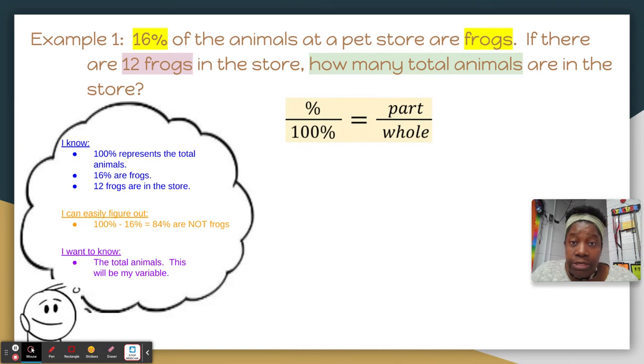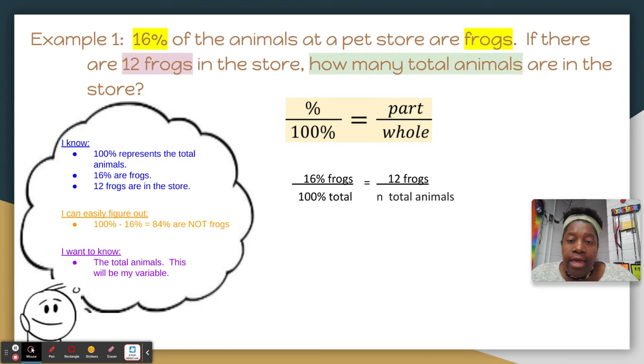So the first thing you need to do is write your percent proportion. Percent over 100% equals part over whole. Then we're going to start placing things where they go. So my 16% represents the frogs, and my 100% represents the total animals in the store. There are actually 12 frogs hopping around in the store. And I don't know how many total animals there are, so I'm using my variable.